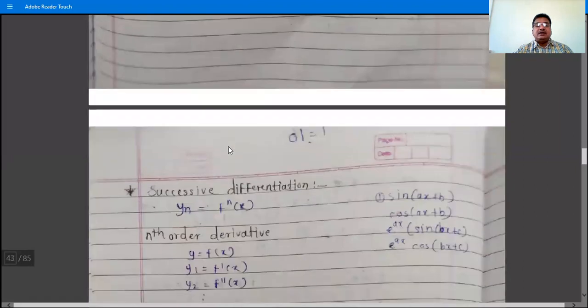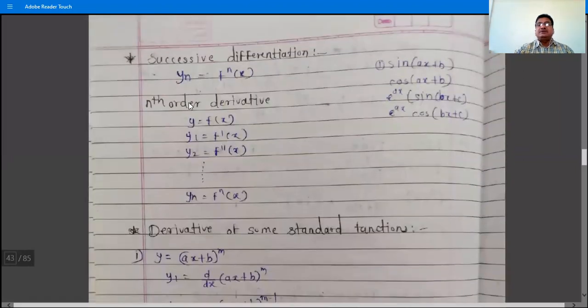So next topic is successive differentiation, that is the higher order derivative, nth order derivative. So y is equal to f(x) is the function, then its first order derivative is denoted by y1. Y suffix 1 means its first order derivative, that is dy by dx. Another notation is f dash x.